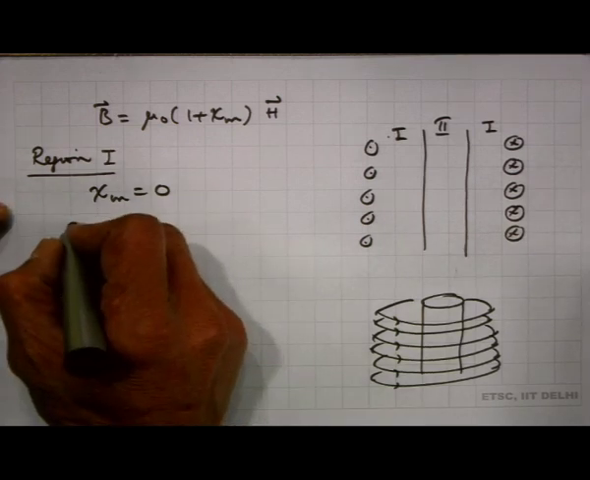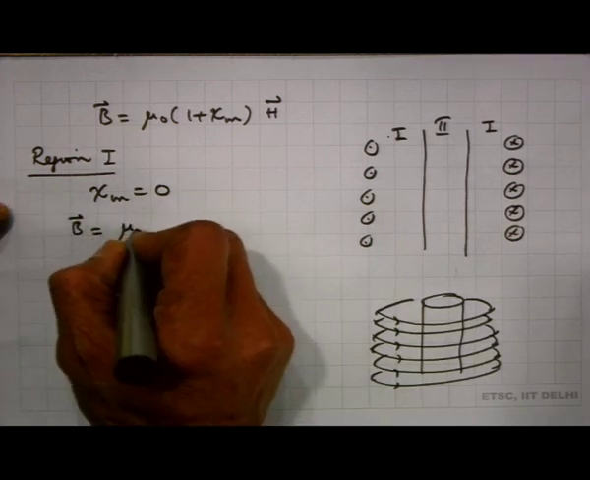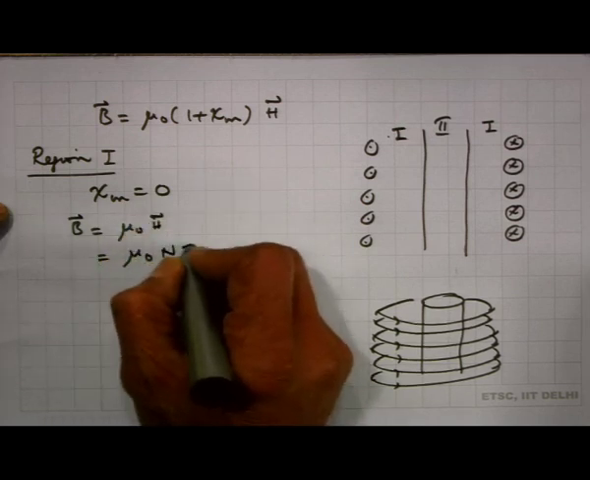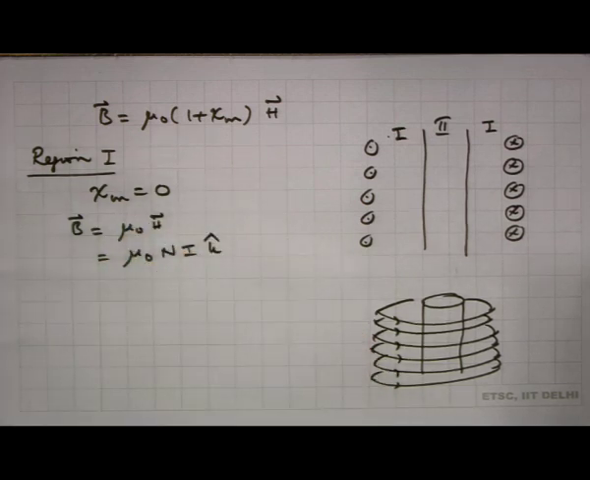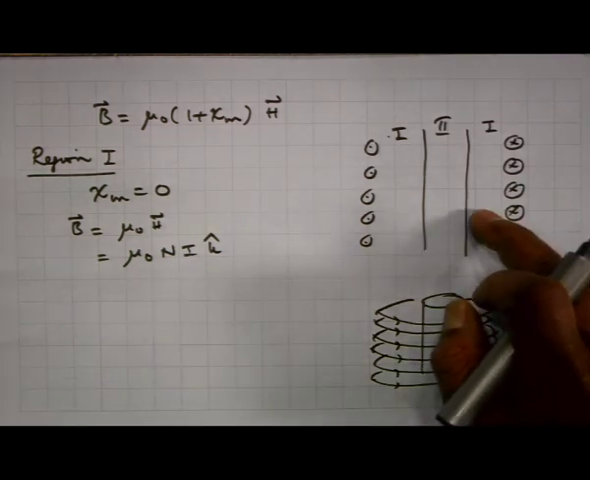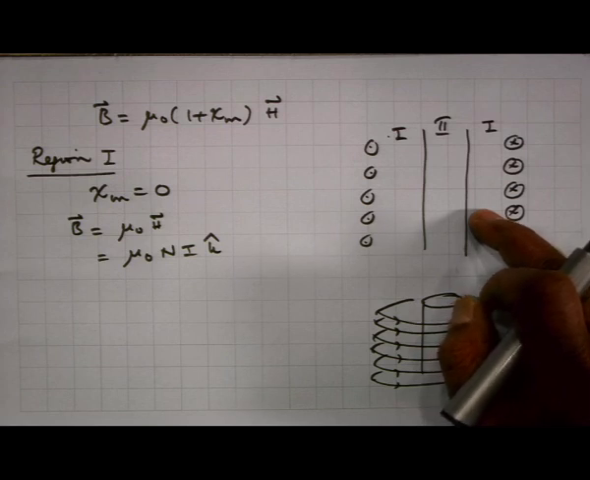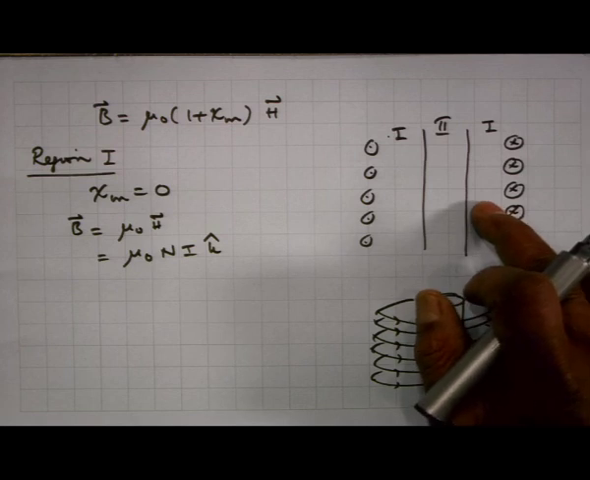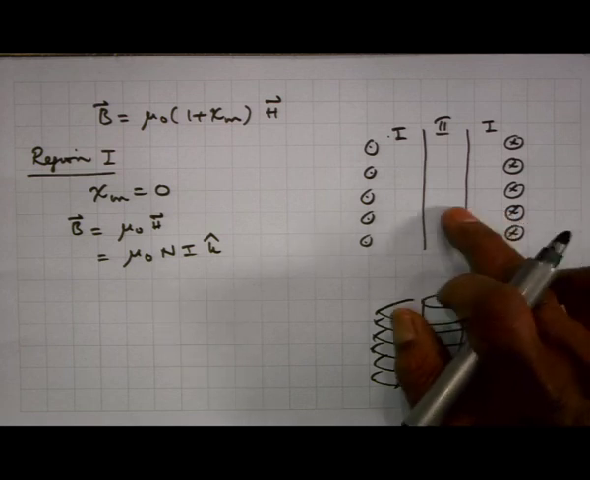So, B is equal to mu naught H, which is equal to mu naught N I. So, the magnetic field in this region is mu naught N I k, and please recall the discussion on the solenoid, it is the same as if there was no medium inside. For this problem, because of symmetry, it so happens that the magnetic field B vector here is the same as if there was no material here.